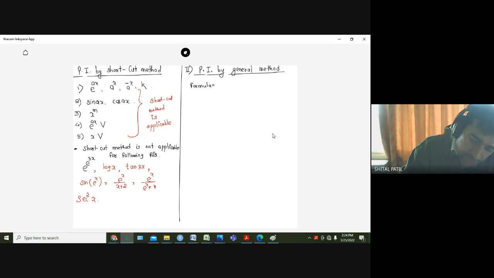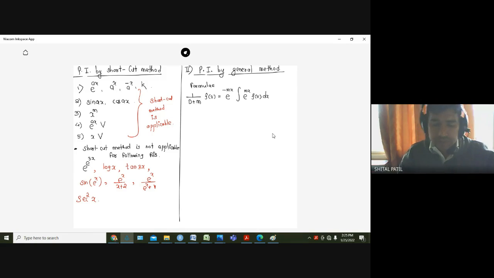again, those who are interested, I have posted the notes of previous semester. Please go through the notes. There is derivation of the general method. 1 upon D plus m operated on f of x is equal to, see, this plus m is converted into minus m, e raised to minus mx, inside the integral e raised to plus mx, and then f of x dx. Right, this is the first formula.